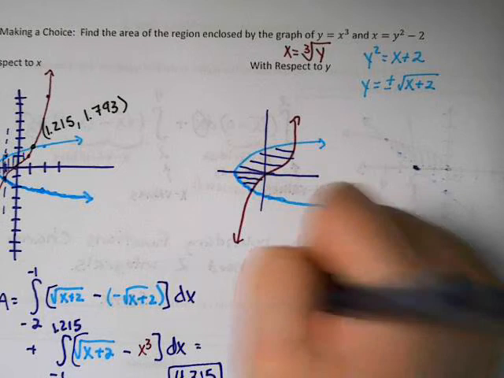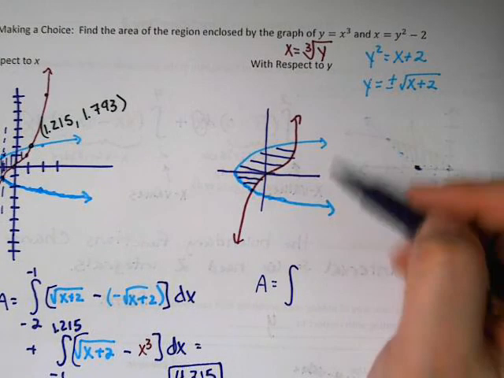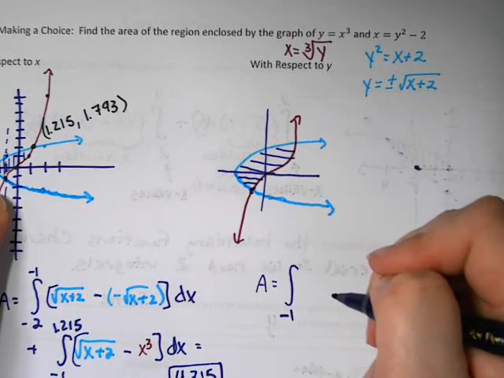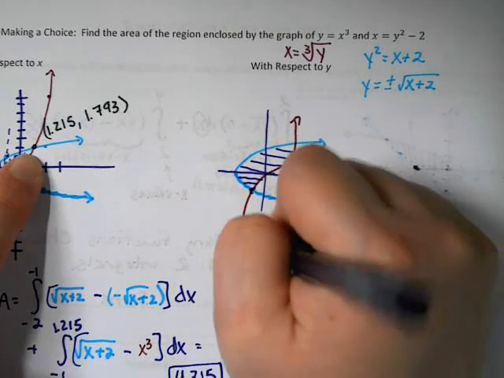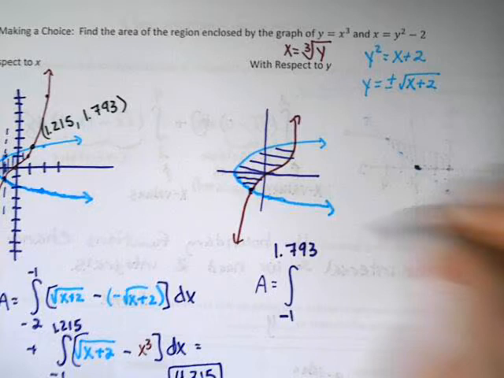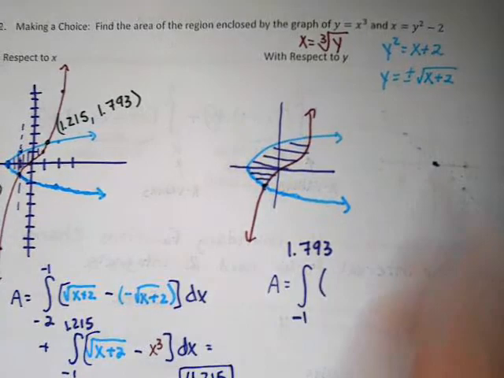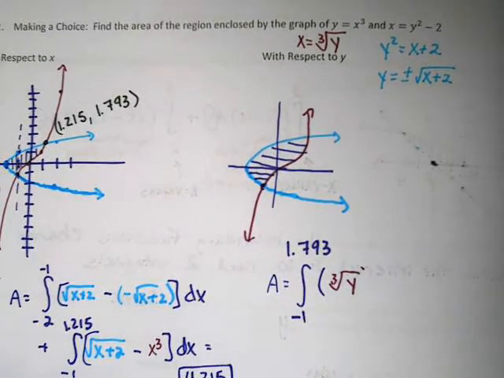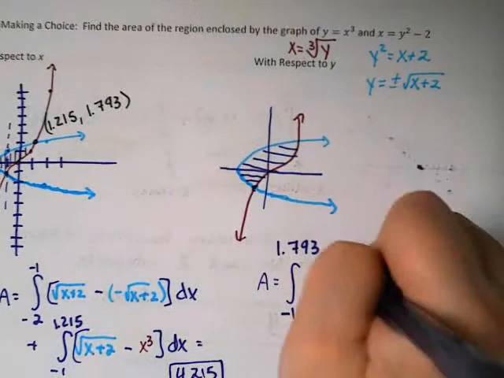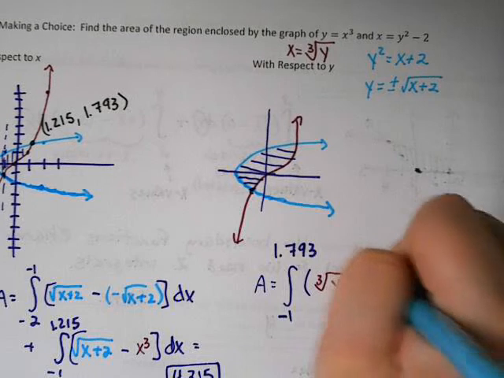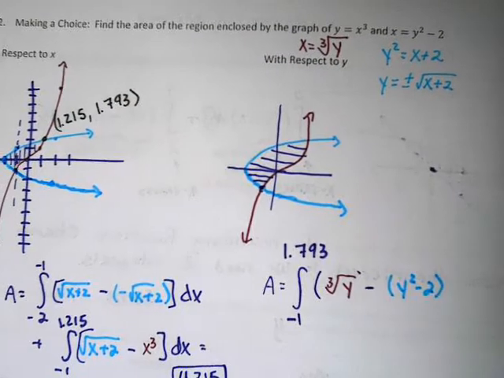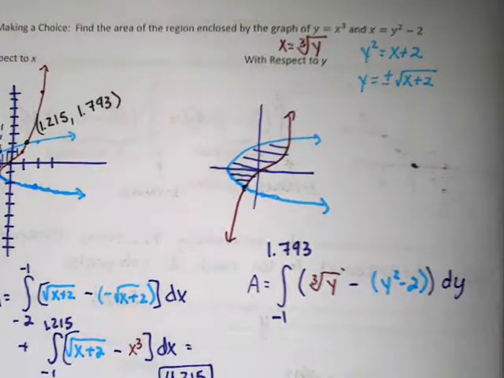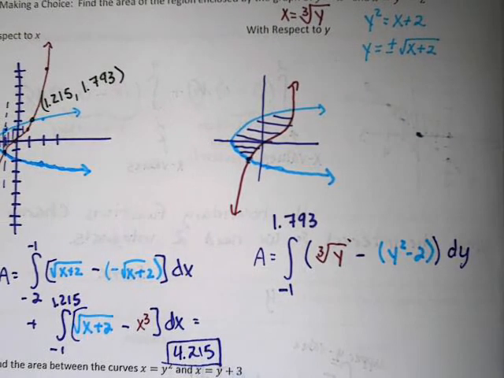So the area is going to equal, we want the lower y bound to the higher y bound. Well, we know that here is -1, because that was the point -1, -1. And then this one we want the y value for is 1.793. And again, we're going to do right minus left. So that's going to be the cubed root of y minus the left function, which is this y squared minus 2. And then we're going to close our integral and put a dy. Ooh, okay, that is dx. Never mind, we're good. I almost just messed myself up again, guys.